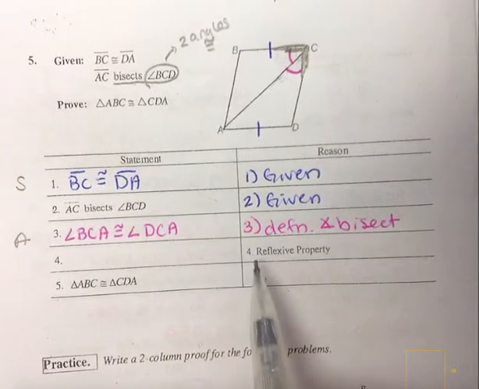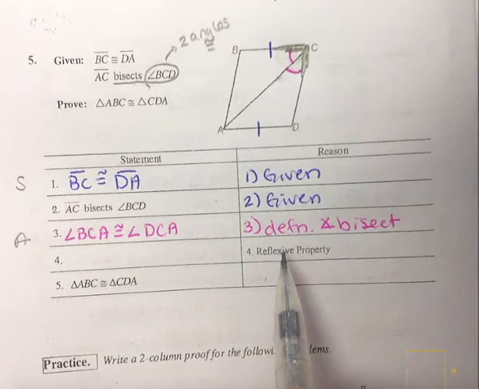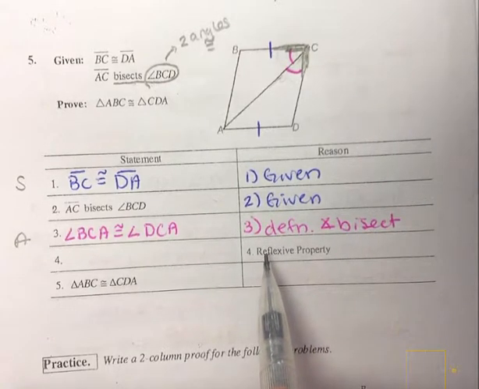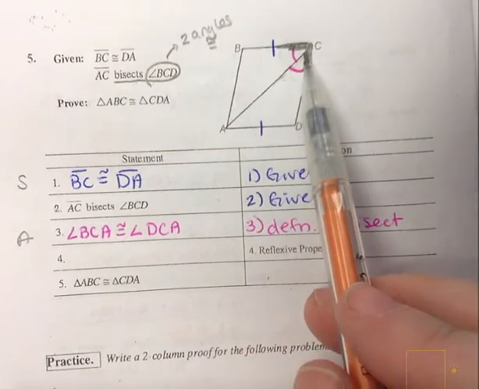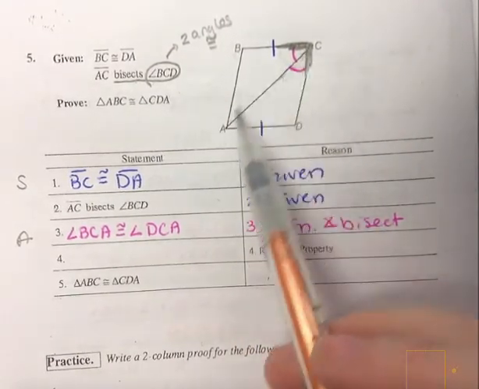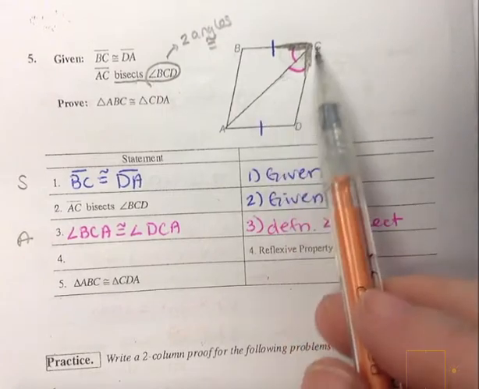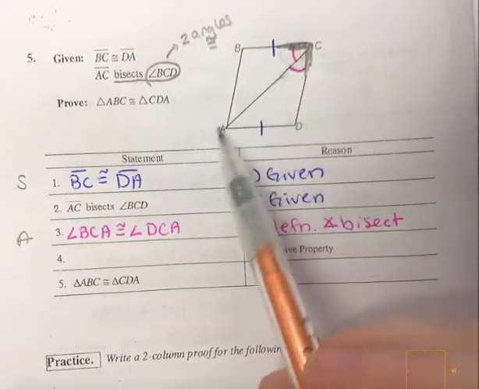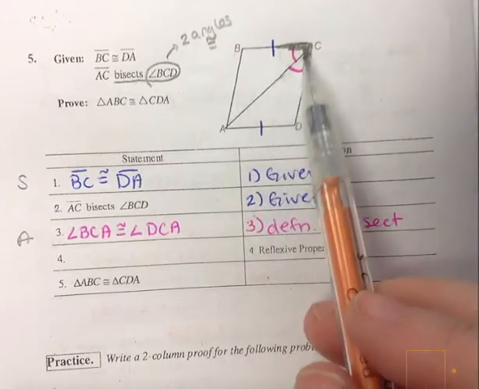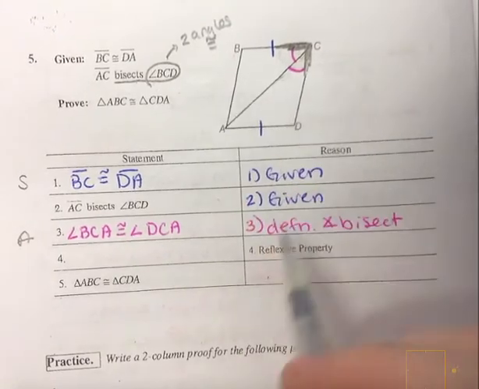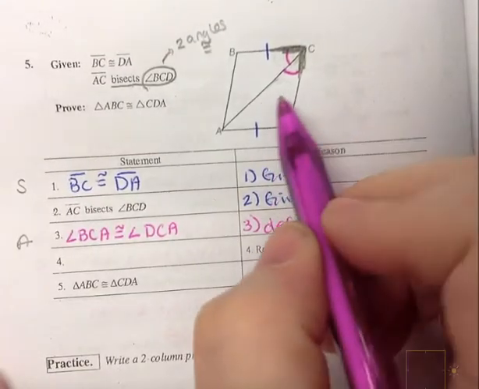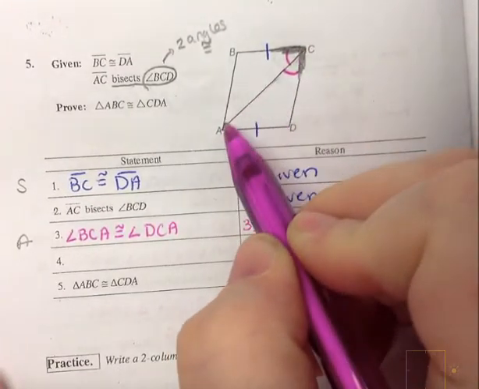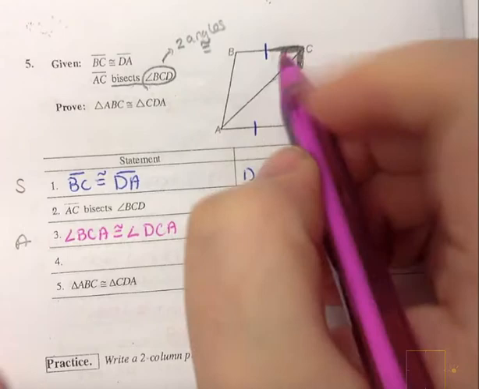Well, reason 4 actually tells us we're looking at the reflexive property. Reflexive property is when something is congruent to itself. If you notice, segment CA is actually on both triangles. It's what's splitting the two triangles. So CA is congruent to itself. That's what reflexive property is talking about. So we can say that this segment is congruent to itself because it's on both triangles.